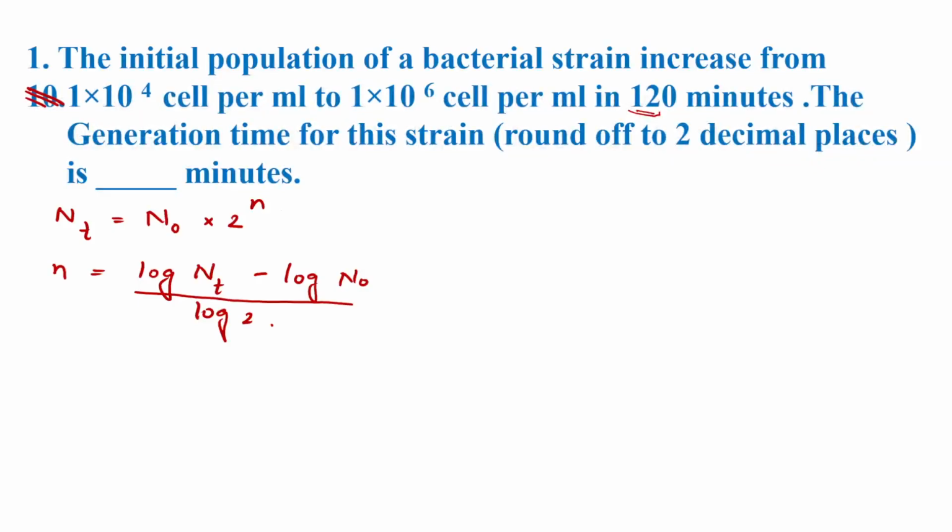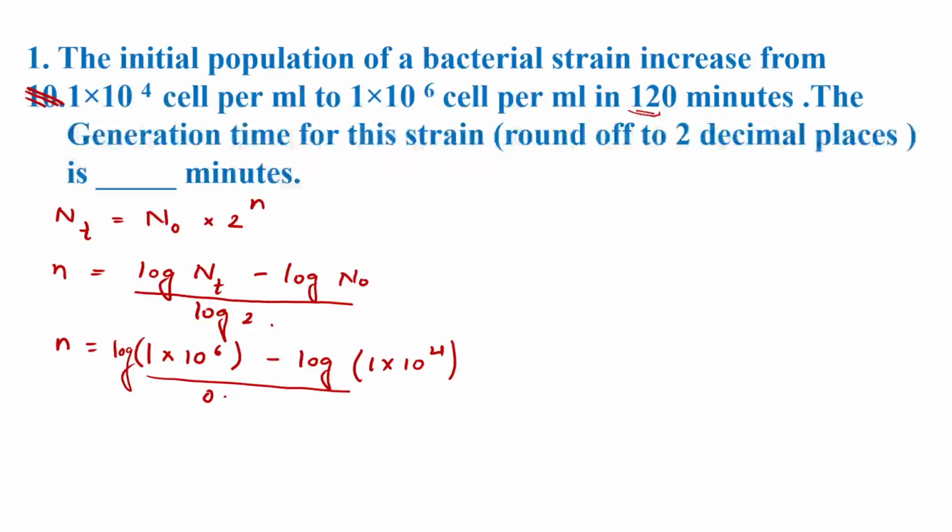So n is equal to log Nt, it is given that 1 into 10 to the power 6, minus log 1 into 10 to the power 4, by log 2, which is 0.301. We'll just calculate it. So 6 log 10 minus 4 log 10 by 0.301, or 6 minus 4, that is 2. Log 10 is 1. So 2 by 0.301, which is equal to 6.6.